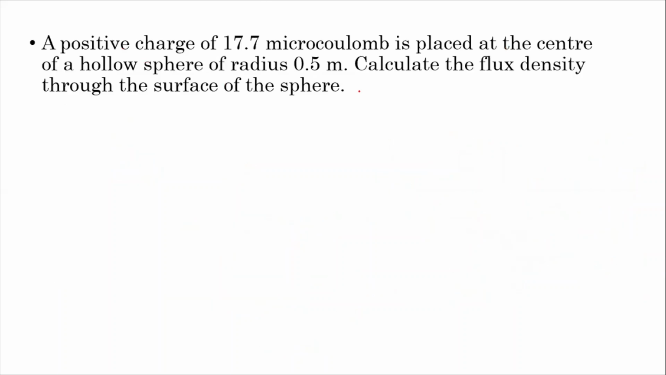Next question: a positive charge 17.7 microcoulomb is placed at the center of a hollow sphere. Radius is given, 0.5 meter. You need to calculate the flux density through the surface of the sphere. Please understand, flux is different, flux density is different. So to calculate flux, phi is equal to Q by epsilon naught, right? Q is 17.7 microcoulomb. Micro means 10 power minus 6. That is your Q value.